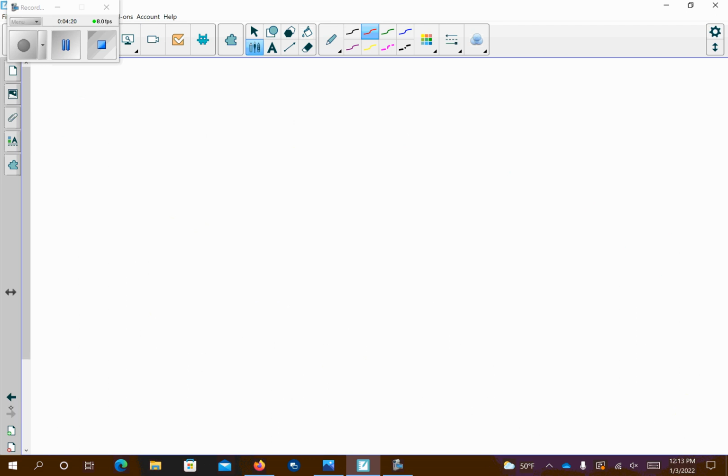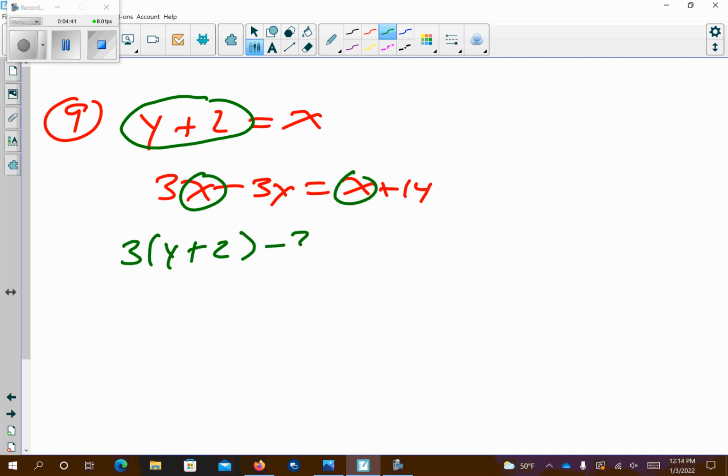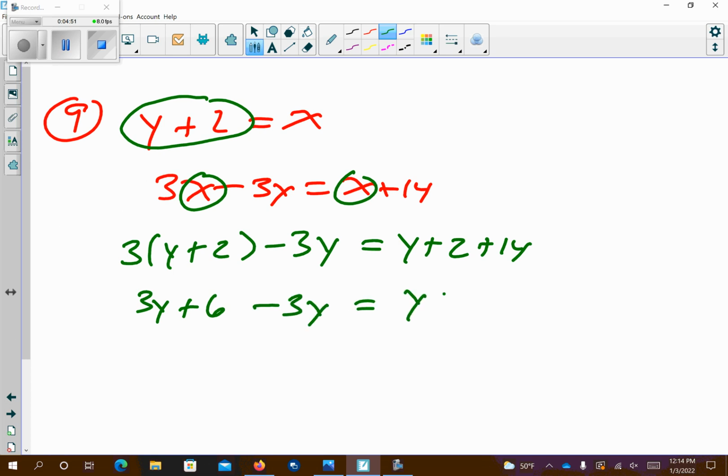Problem number 9. We have y plus 2 is equal to x. I have 3x minus 3y equals x plus 14. We could go ahead and move one of the x's over, or I could just choose to take this and plug it in here and here, which I'll choose to do. This is a little trickier one if you choose to do it this way, but that's okay. Those cancel, that's nice.